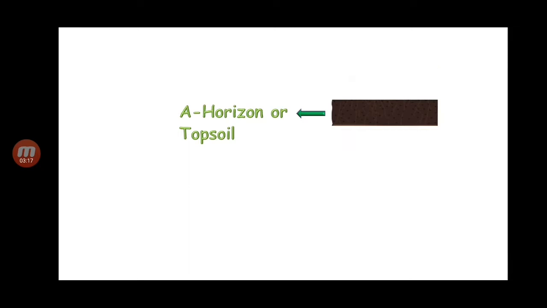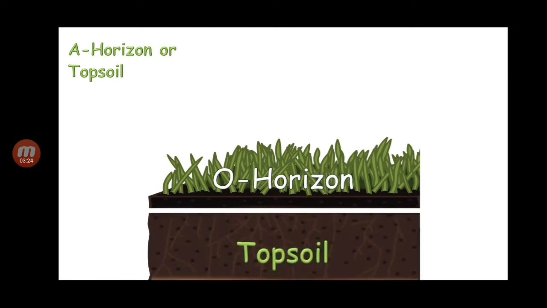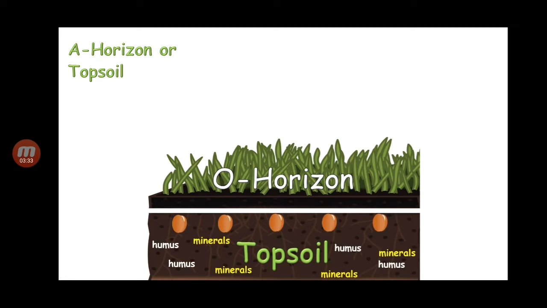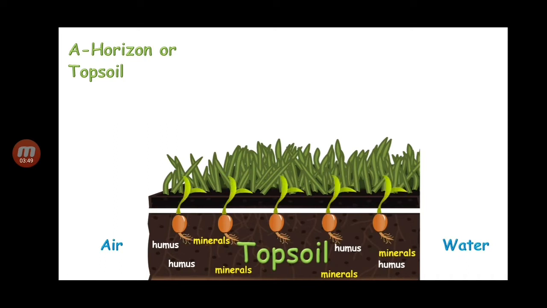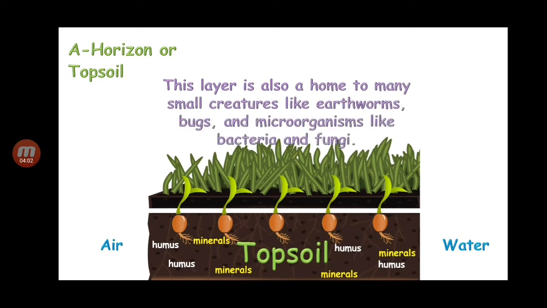A horizon or topsoil. Below the O horizon is the A horizon or the topsoil. This is the layer where we sow seeds. This layer is rich in humus and minerals. The soil in this layer is soft and porous, and so it can hold enough air and water. All these conditions help seeds to germinate and grow into new plants. This layer is also home to many small creatures like earthworms, bugs, and microorganisms like bacteria and fungi.